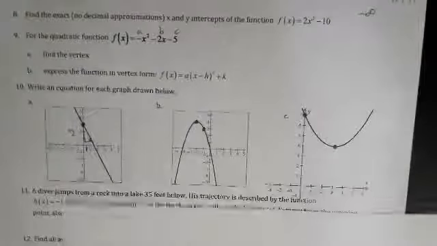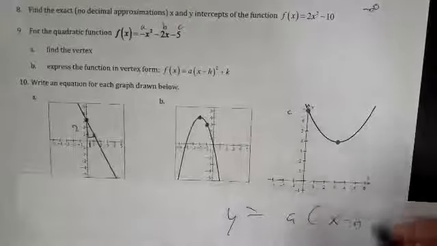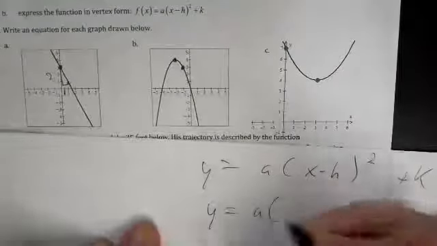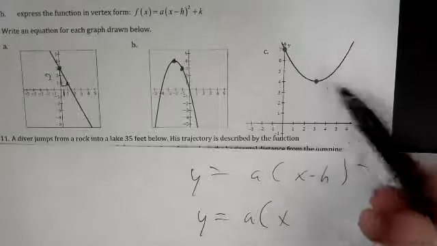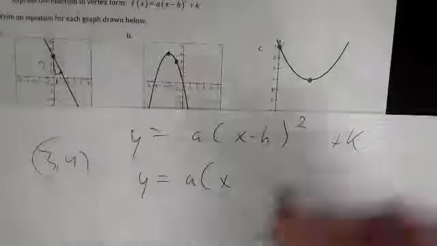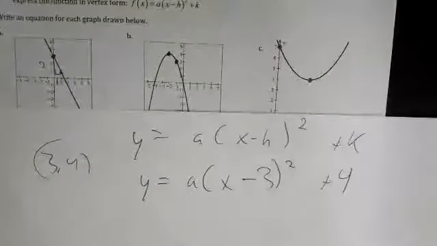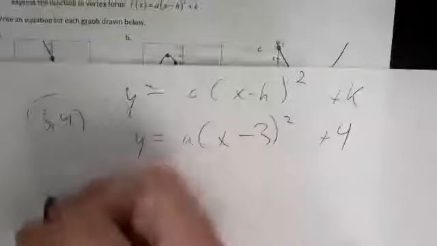Same thing, so I'm going to go over this real quick. It's the same approach. So y equals a times x minus h squared plus k. And so what we want to do is plug in our vertex. My vertex looks like 3 comma 4. So this looks like x minus 3 squared plus 4. If I want another point, 0, 7 is probably the point I'm going to plug in.